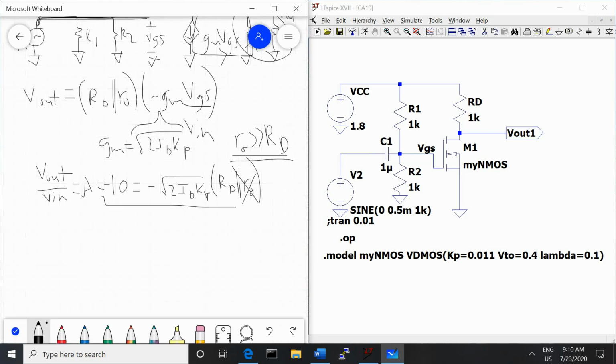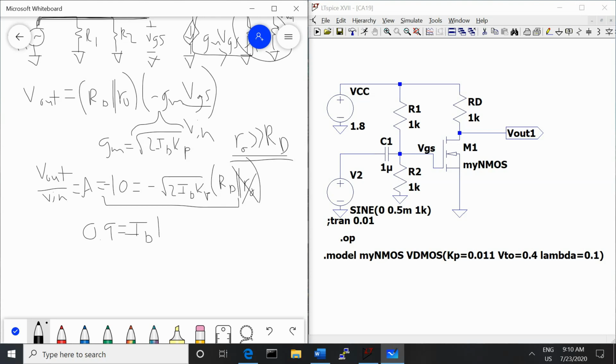So we now have one equation and two unknowns, because we know Kp is 0.011. We solved that at the very beginning. So our unknowns are ID and RD. We need another equation in order to solve for ID and RD. So we're going to use the DC bias point equation. We want our DC bias point to be between 1.8 volts and 0 volts, because those are our voltage rails. So we're going to choose 0.9 because that's right in the middle.